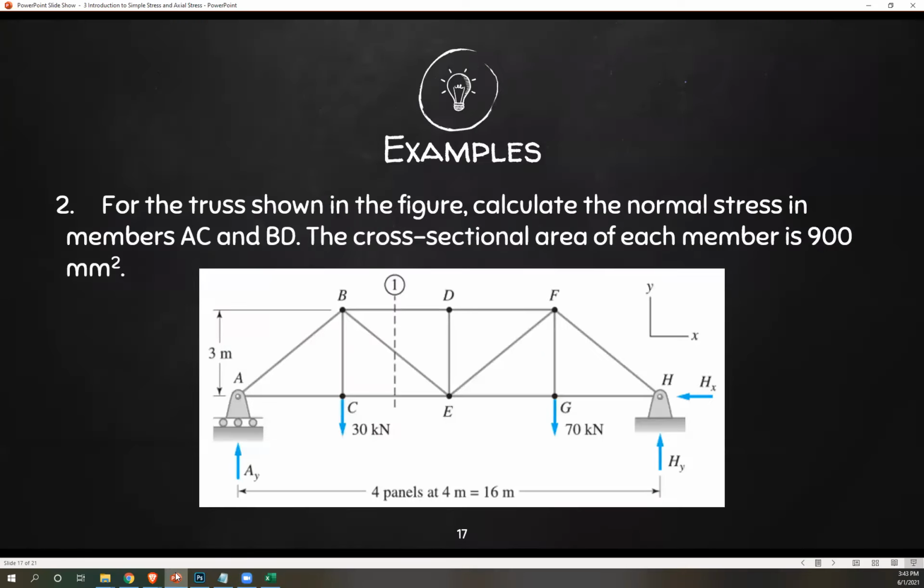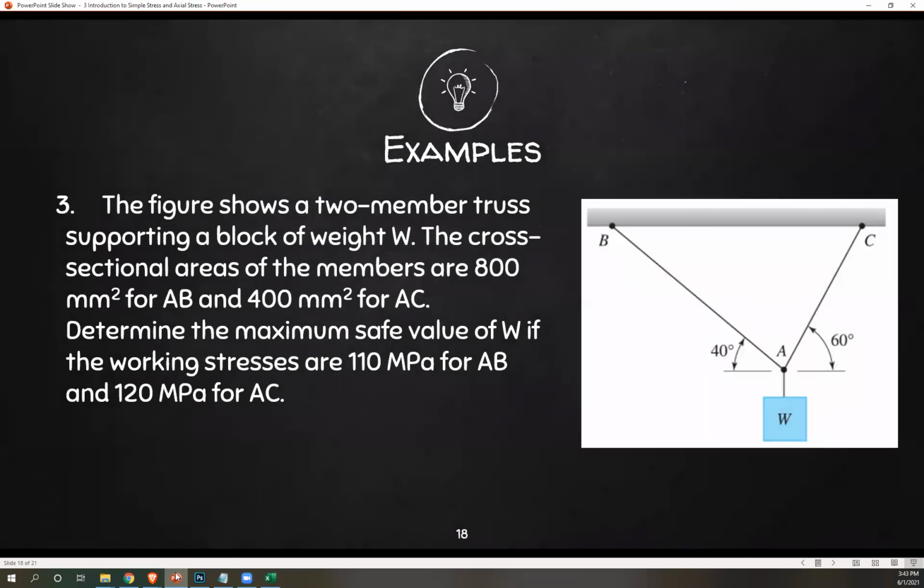Number 3. The figure shows a 2-member truss supporting a block of weight W. Cross-sectional areas of the members are 800 millimeters squared for AB and 400 millimeters squared for AC. Determine the maximum safe value of W if the working stresses are 110 MPa for AB and 120 MPa for AC.